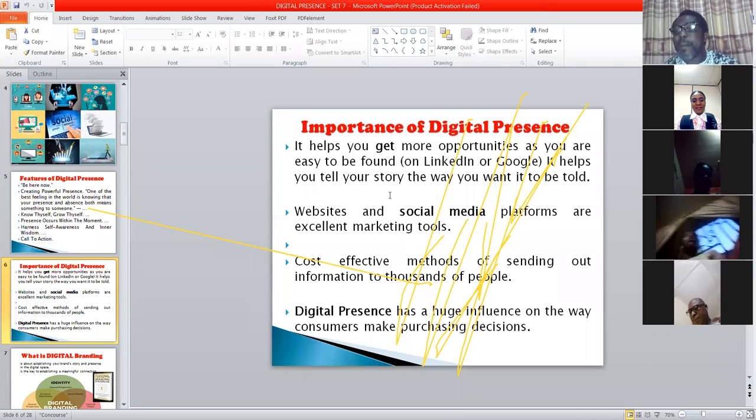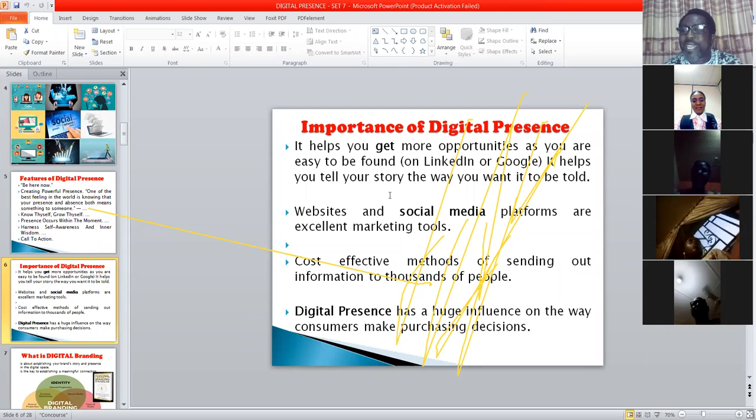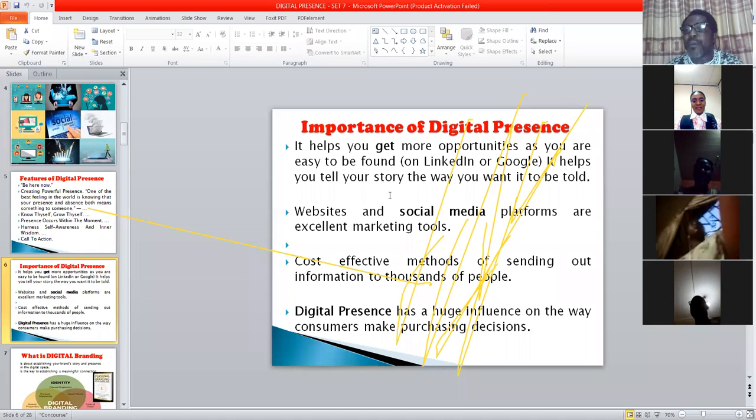Somewhere in Ghana, two weeks ago, a nurse was tweeting in a uniform. The Nurses Association saw it on social media. They invited her and suspended her. Are you getting the concept now? They invited her and suspended her. The reason is because it's a marketing tool.